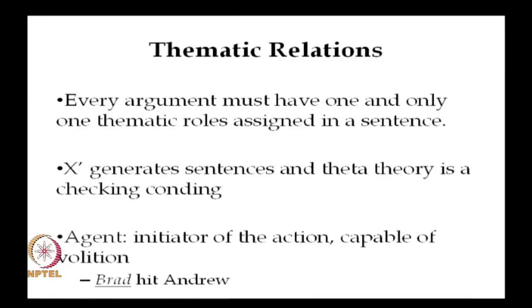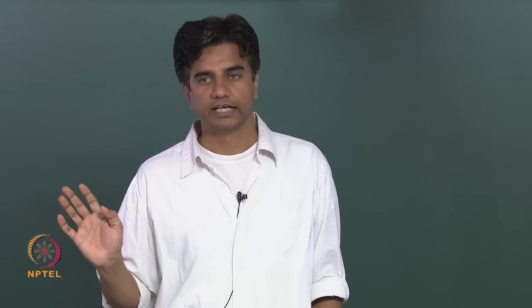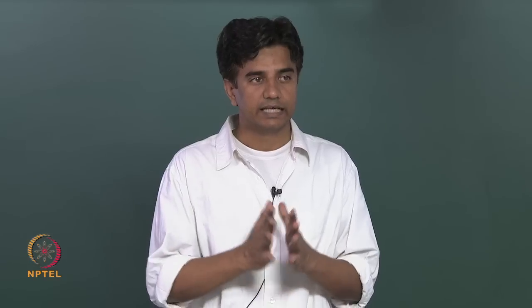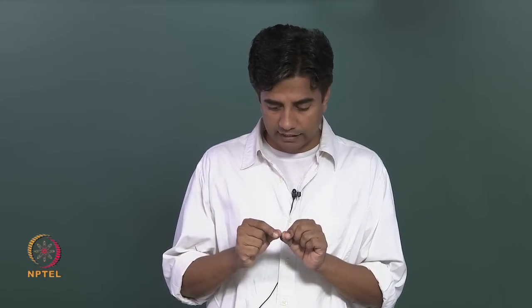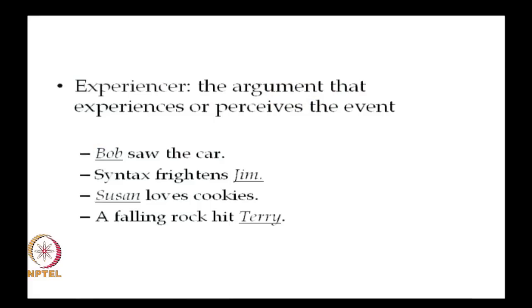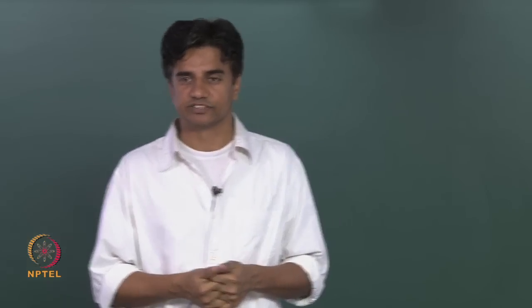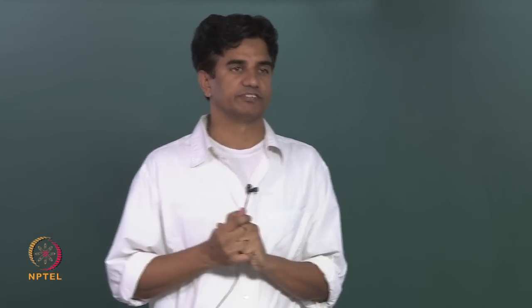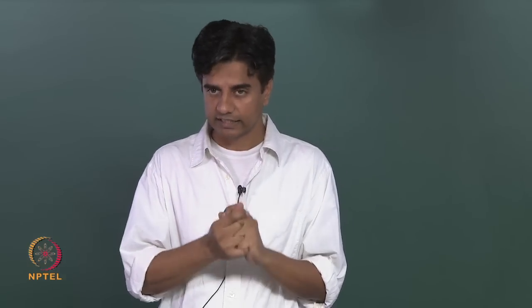Again, to repeat this, please keep in mind that every noun phrase, every noun, must have a theta role, a thematic role in a sentence. The next one is experiencer. Look at these examples. Sometimes certain predicates, when they assign thematic roles to their noun phrases in the sentence, they need not be agents, in the sense that in Bob saw the car, the predicate seeing does not require agency. When you are seeing something, you are not necessarily an agent. So the subject noun phrase getting the thematic role of an agent depends on the nature of the predicate, whether a predicate wants an agent thematic role or not.